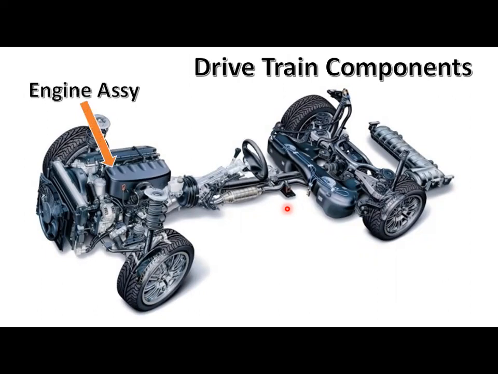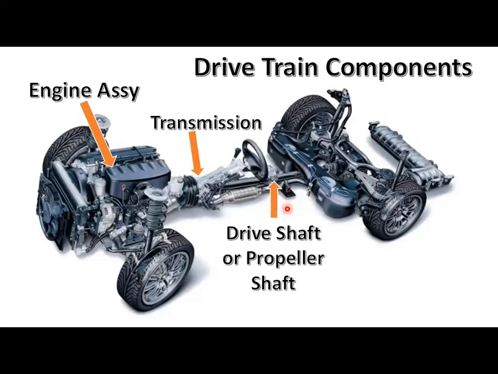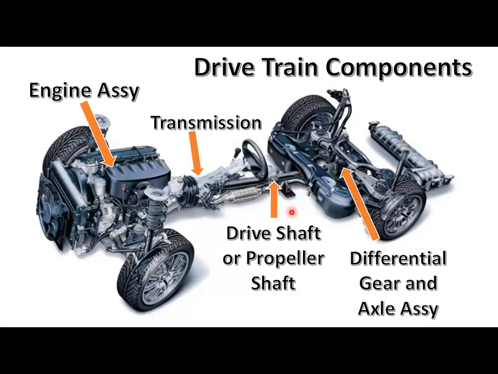Okay, you've got the engine assembly. I'm just giving you the main components of the drivetrain: the source of the power from the engine assembly, and the power will be transmitted by the transmission gear, or what other countries call the gearbox, via the clutch, and then the drive shaft or the propeller shaft, which has the universal joint at each end of the drive shaft, and you've got the differential gear and axle assembly. You've got the pinion gear and the drive gear and the ring gear inside the differential housing assembly, which also has the two axle shafts, the left wheel axle shaft and the right wheel axle shaft.